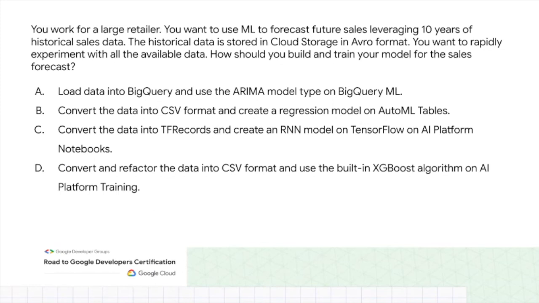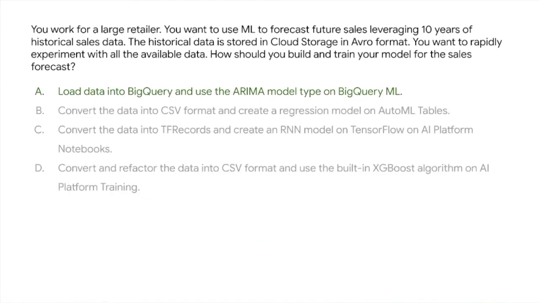Should we A, load data into BigQuery and use the ARIMA model type on BigQuery ML? B, we convert the data into a CSV format and create a regression model and AutoML Tables. C, convert the data into TF records and create a neural model on TensorFlow and AI Platform Notebooks. D, factor the data into CSV format and use the built-in XGBoost algorithm on AI Platform Training. Remember, the keyword here is you want to rapidly experiment with all the available data, and the data spans across 10 years. So, which one would you choose?